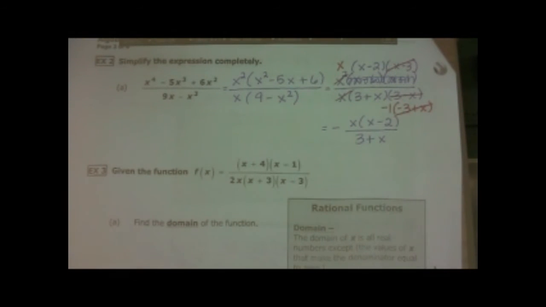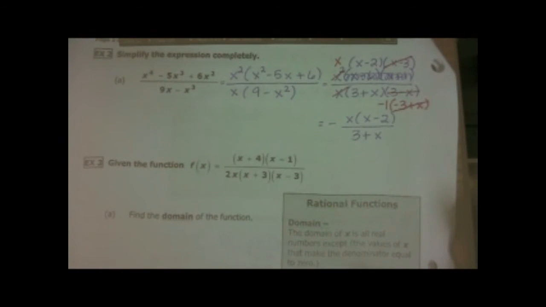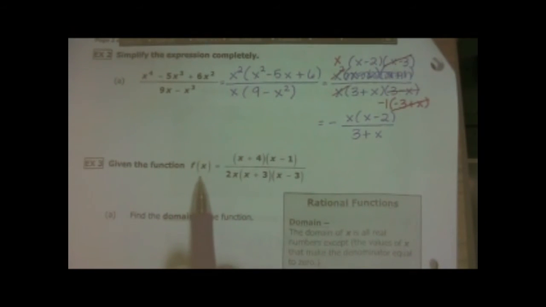All right, the next thing we're going to do is talk about the domain and the zeros of a rational expression. And this is important for one particular reason. We've been talking about domain before, and we say the domain of a lot of our functions is all real numbers, because we can plug any number in for x in a function.